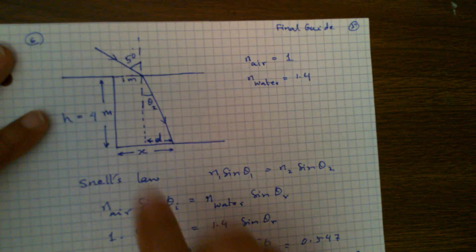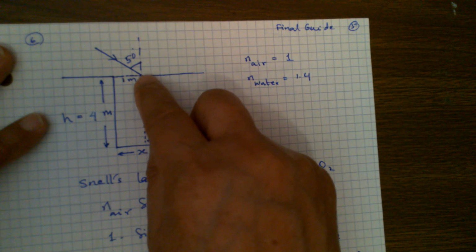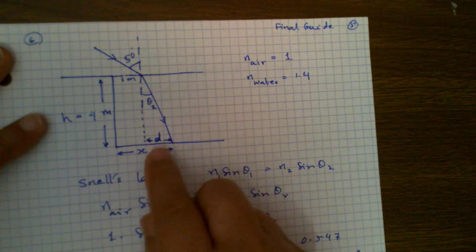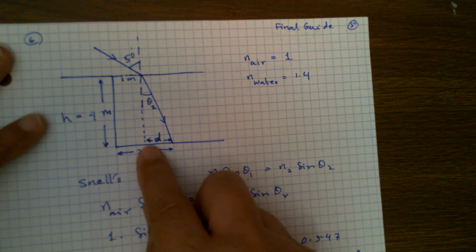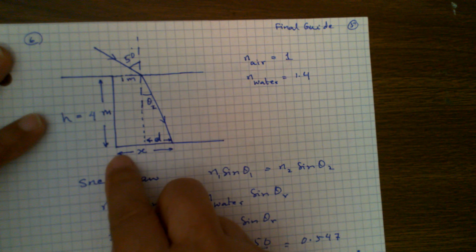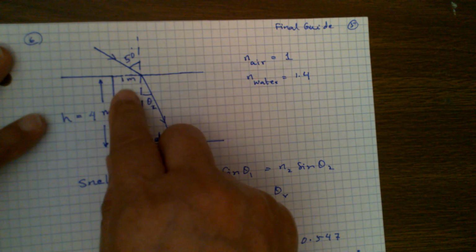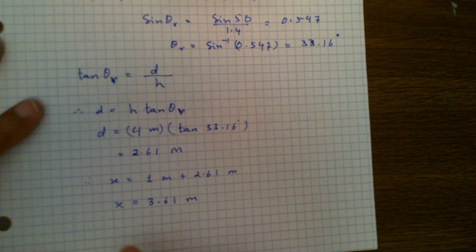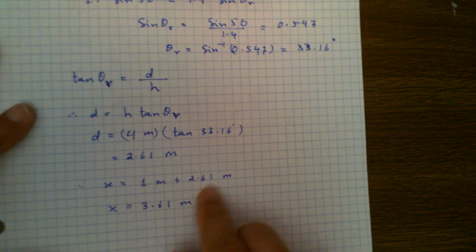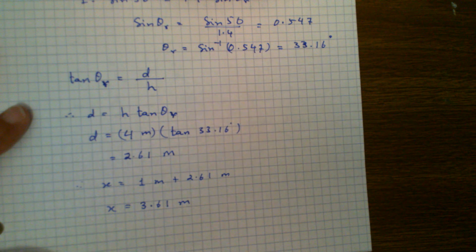But d is only this little distance, right? The vertical distance from where the light ray hits to where the light ray reaches the bottom is d, but what I want is x. And this distance is 1 meter, so I have to add 1 to d, then I'll get x. So in our case, x is 1 plus 2.61, x is equal to 3.61 meters. All right, so that's number 6.